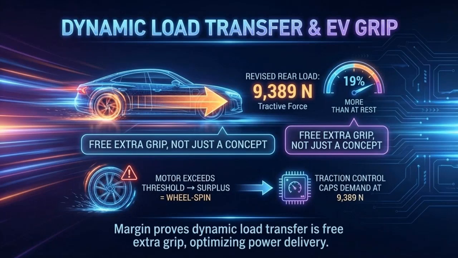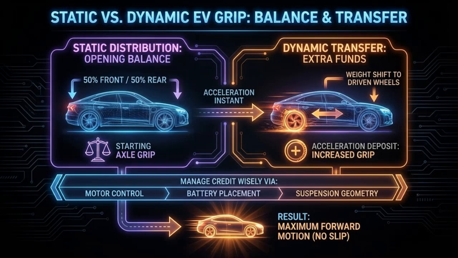With the higher rear load, the EV can use 9,389 newtons of drive force, about 19% more than at rest. Any torque beyond 9,389 newtons causes wheel spin, so traction control must limit demand there. This shows that dynamic load transfer creates real, usable grip, not just a theoretical idea.